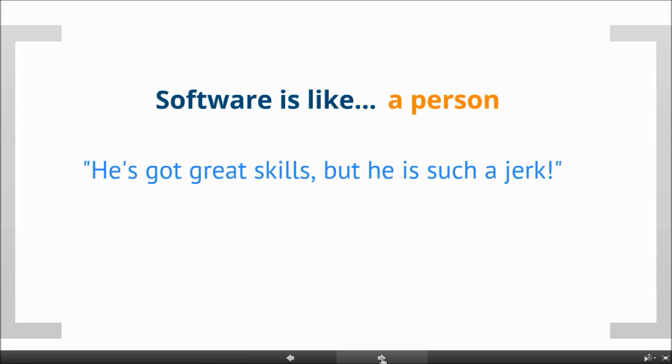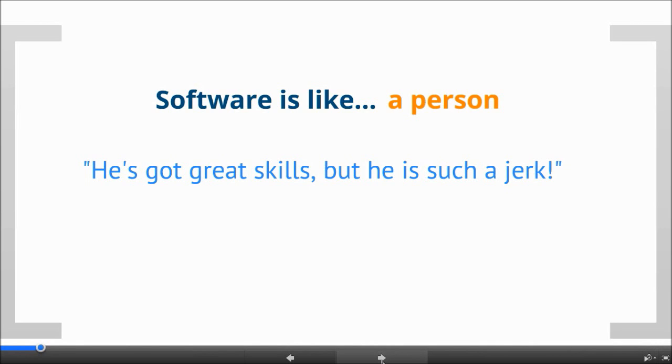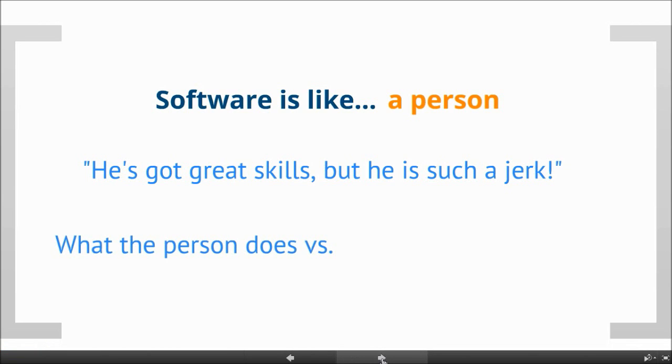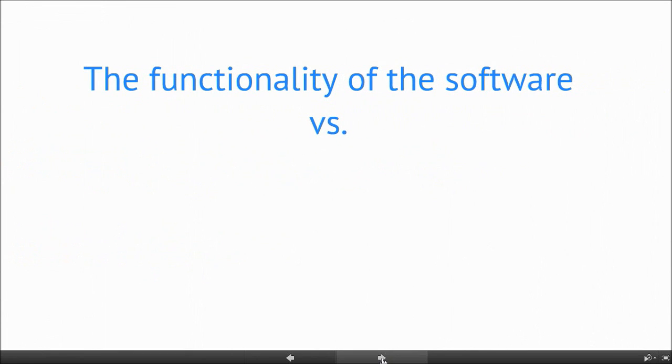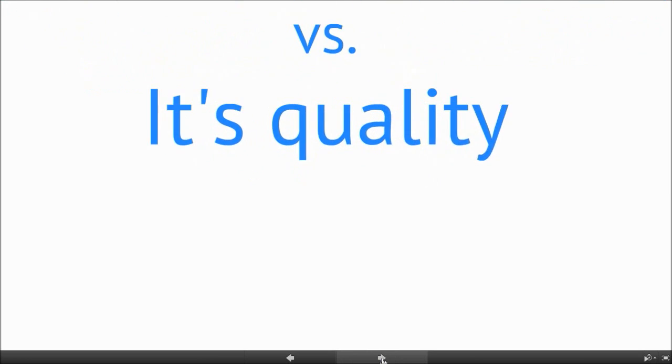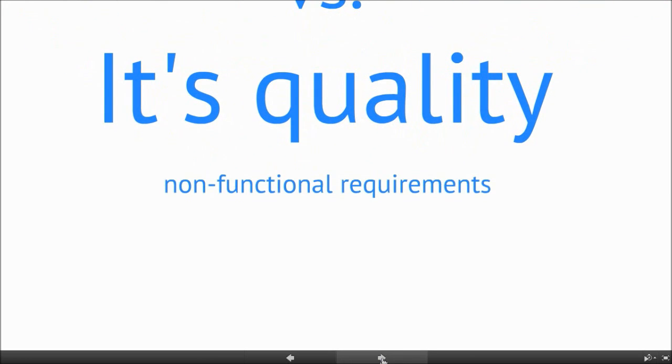So going to the end of the chapter and bringing this full circle, it's these things that can influence the buy, no buy decision that the ultimate buyer is going to make on your software. Again, it's those things that can add to or diminish from the functionality of the software. So again, what the person does versus a person's character in this case. The functionality of the software versus its quality. We've got a couple examples here that we can look at.